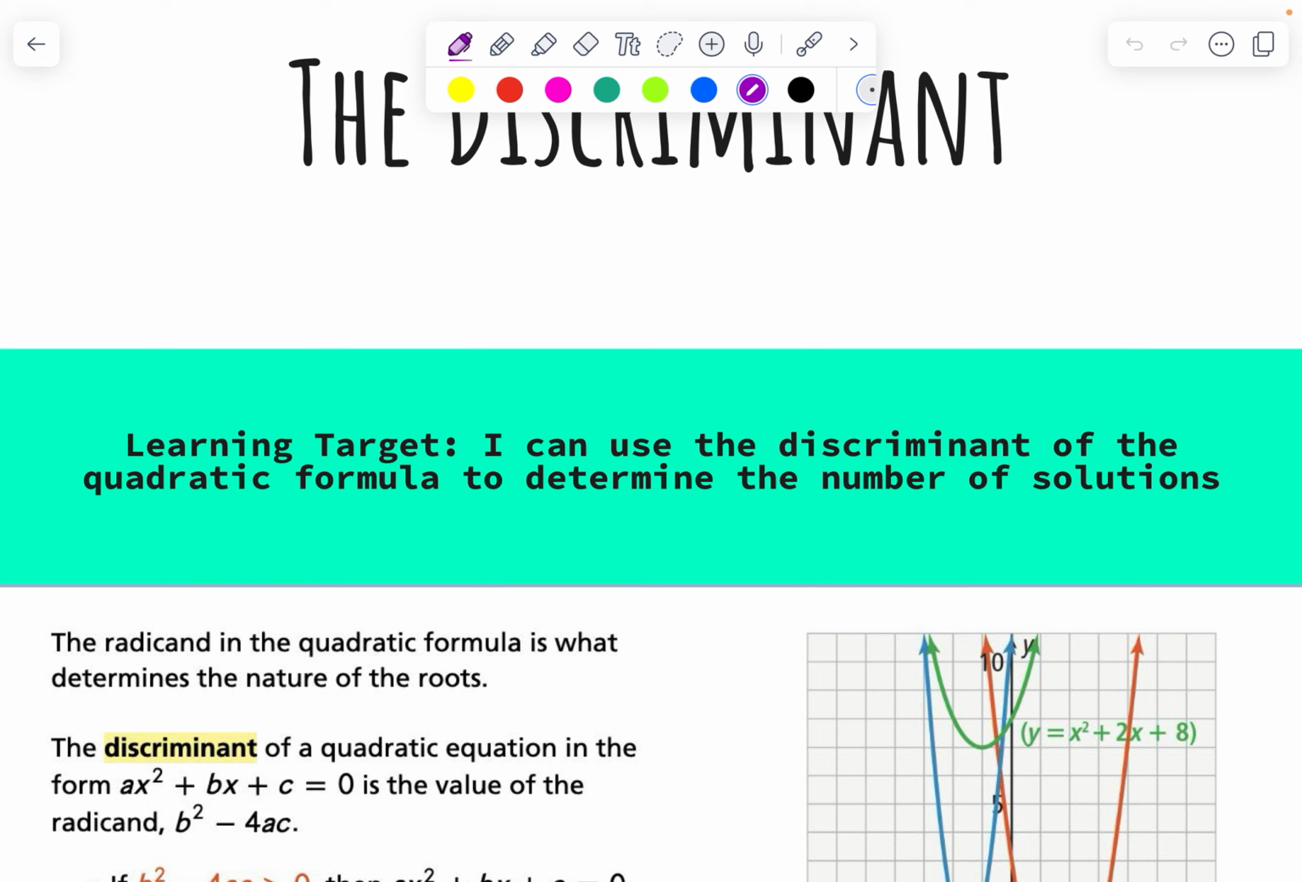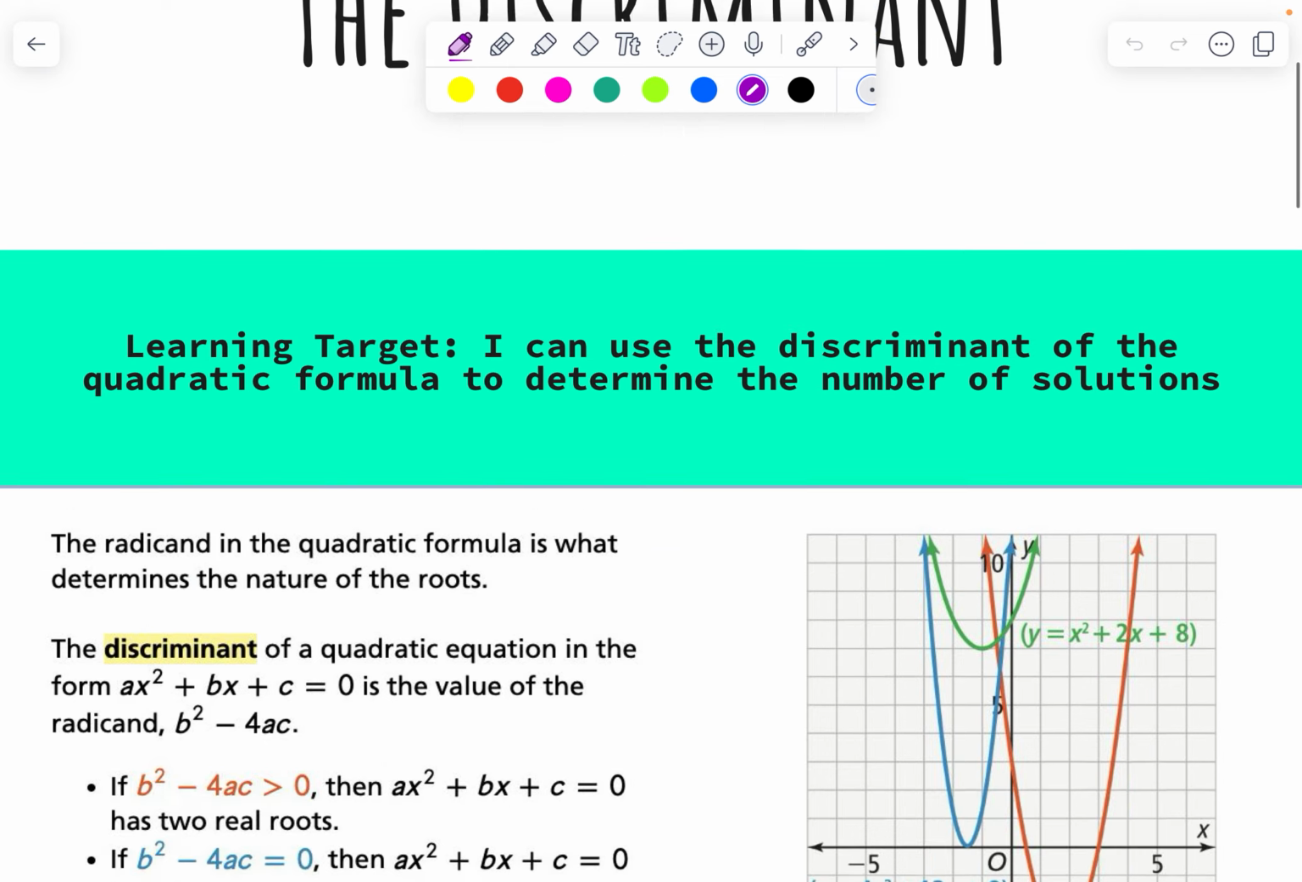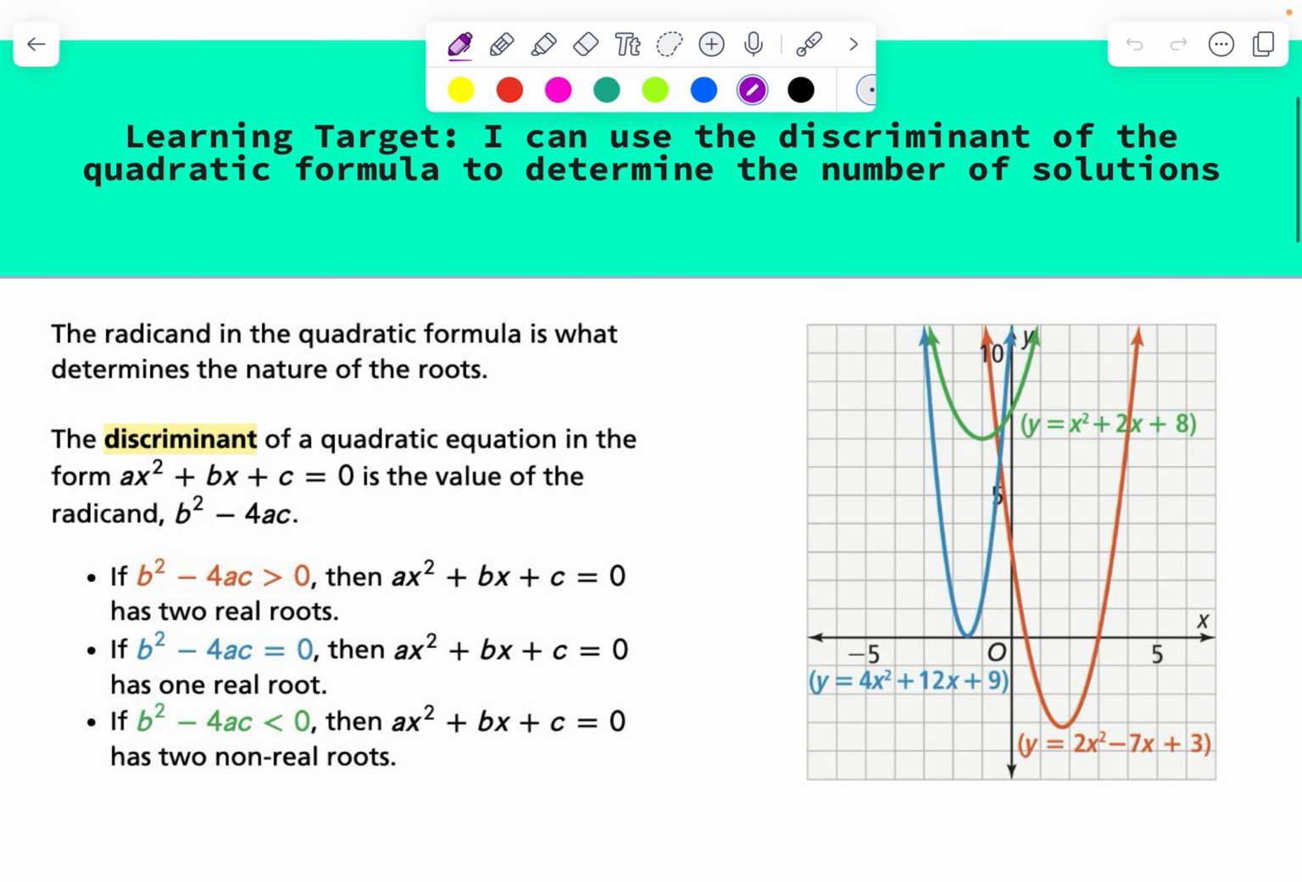So I can use the discriminant of the quadratic formula to determine the number of solutions. Later on in our next two lessons, we'll be learning how to use the quadratic formula. But today we're just going to look at the discriminant.